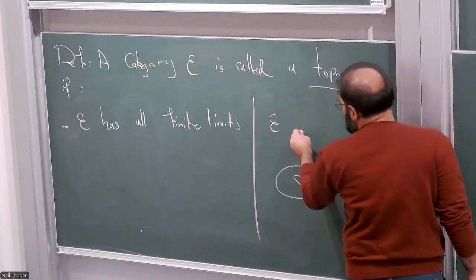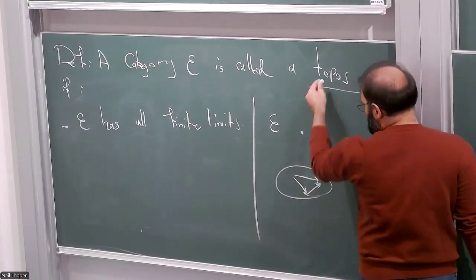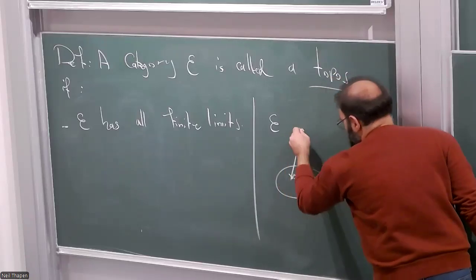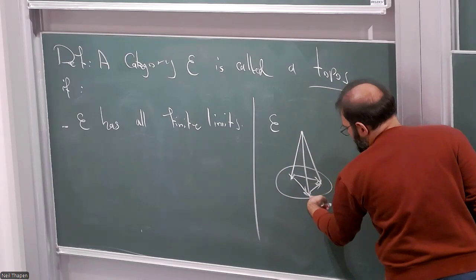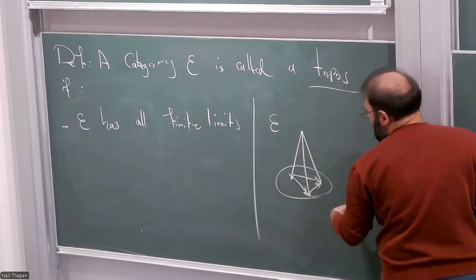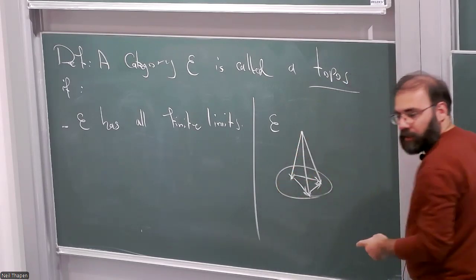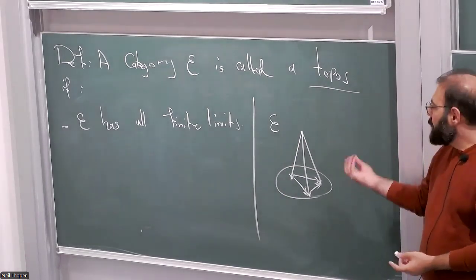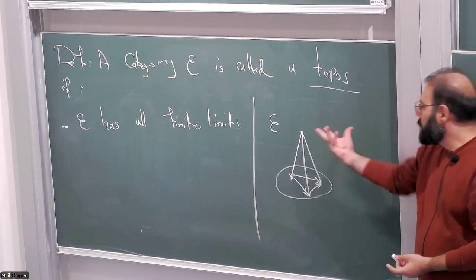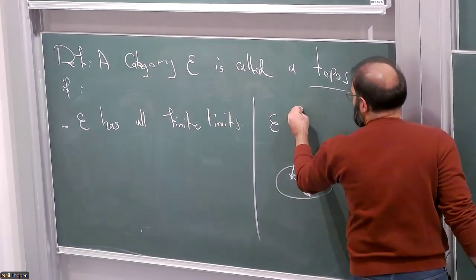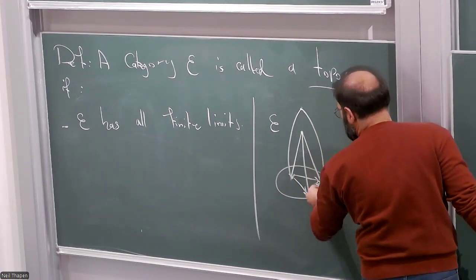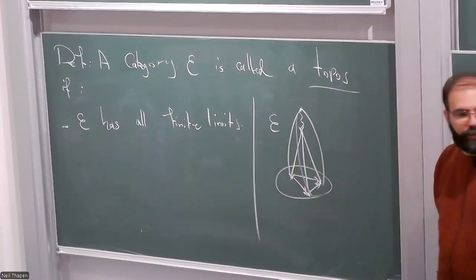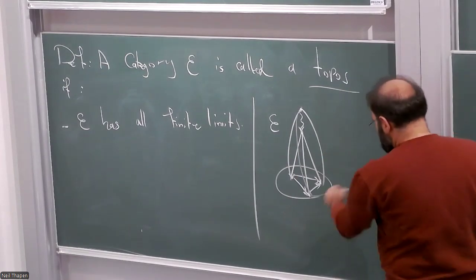And then limit is simply just one node, one object here, such that you have a cone. Cone means that you have a map to any object here from this guy, such that any small triangle commutes. This is a cone, and limit is just the best cone, meaning that it's a cone, and for any other cone like this, you can factor it uniquely to that one.